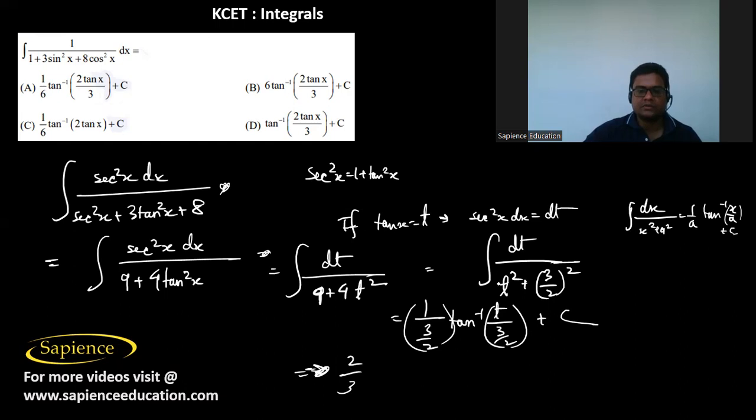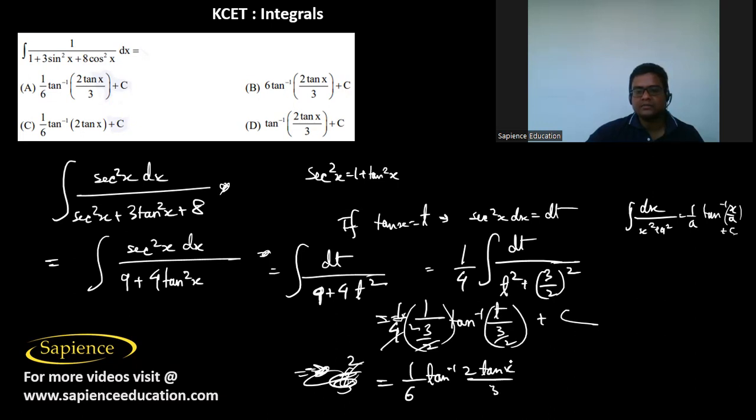Sorry, here if we take 4 as common, we have to take 1 by 4 as common. Then I will get 9 by 4 here. So it means that is equal to, into 1 by 4 is also there. So 2 to the 4. So this will be 1 by 6 tan inverse of 2 tan x by 3 plus c. Okay, so it means that option A is the correct answer.